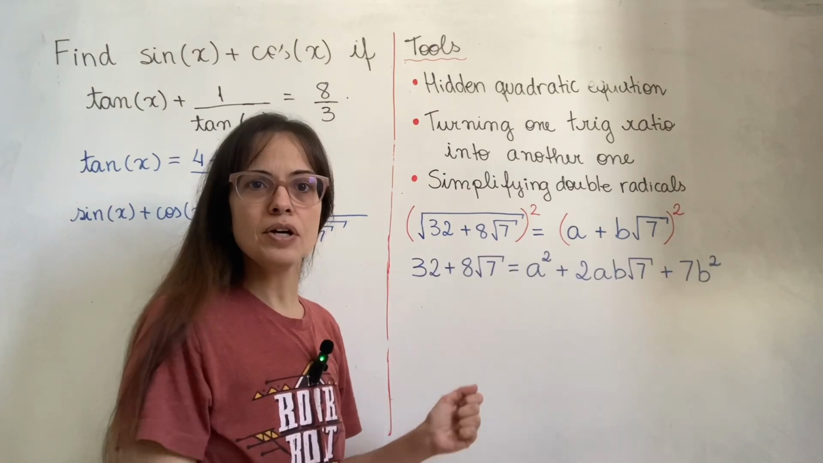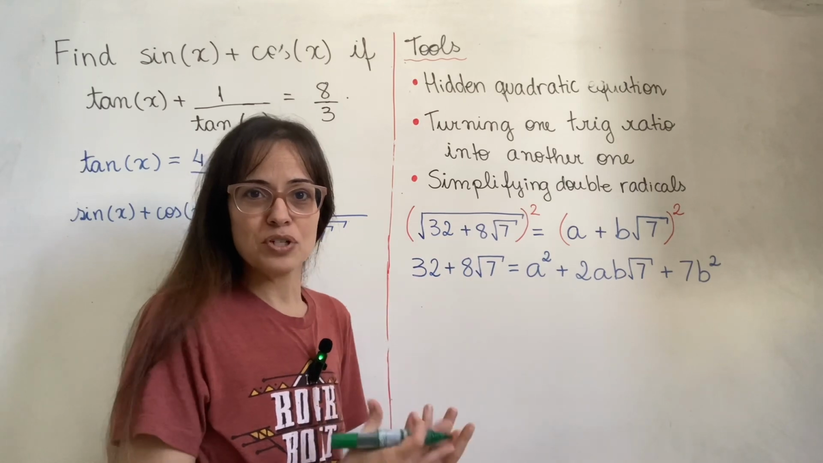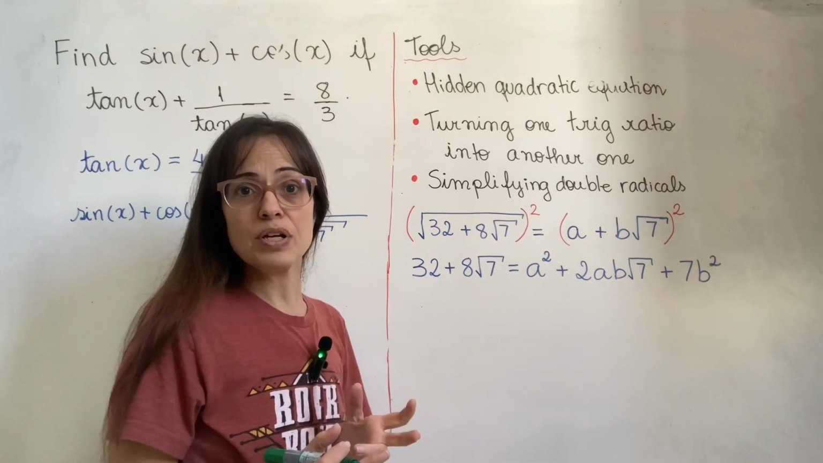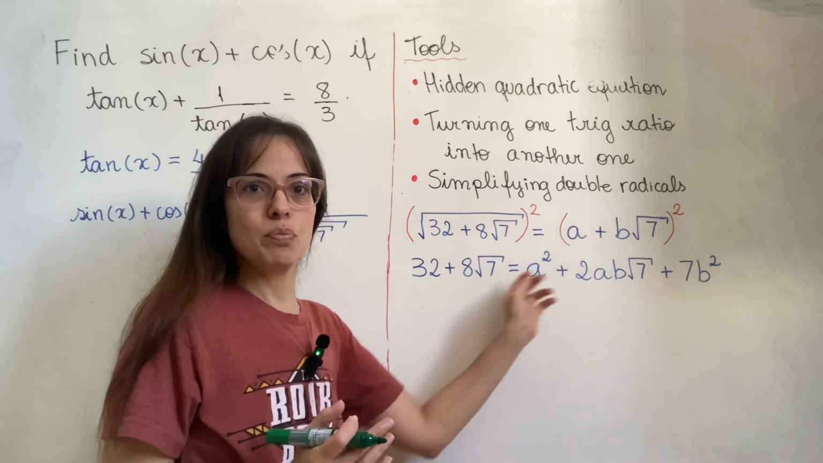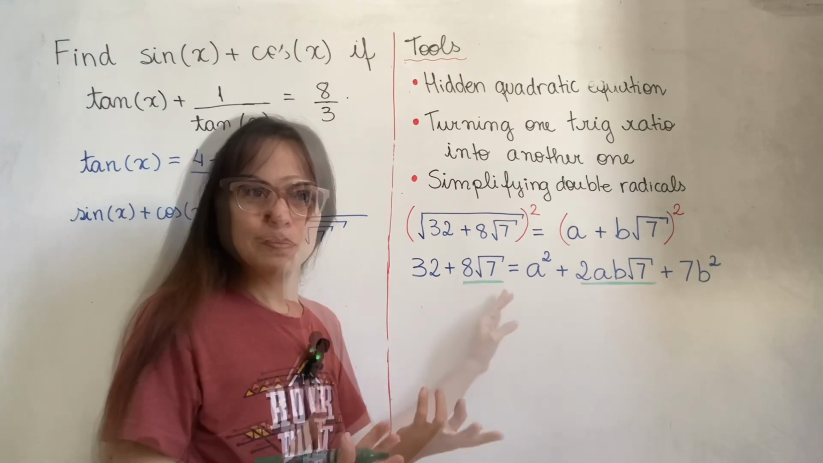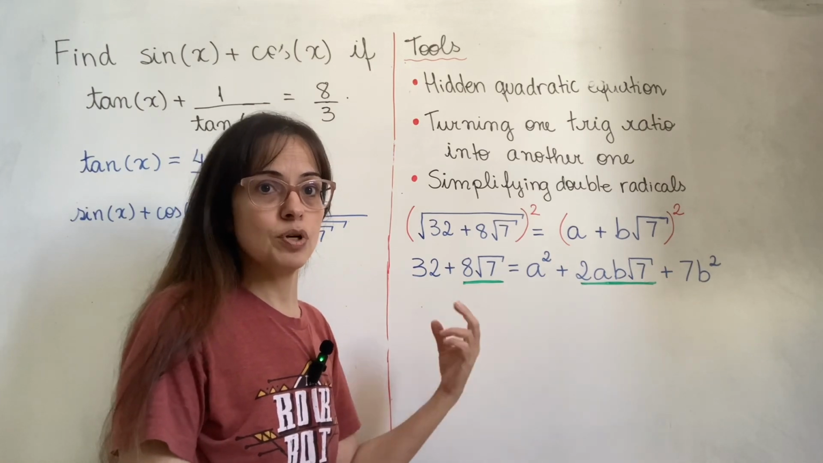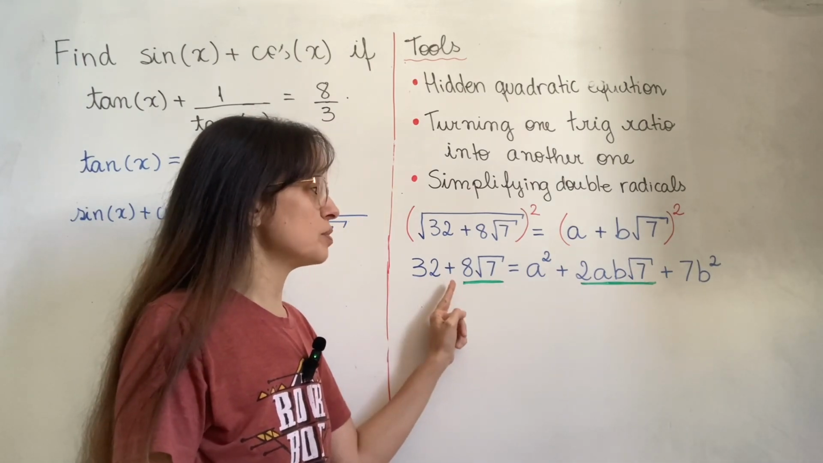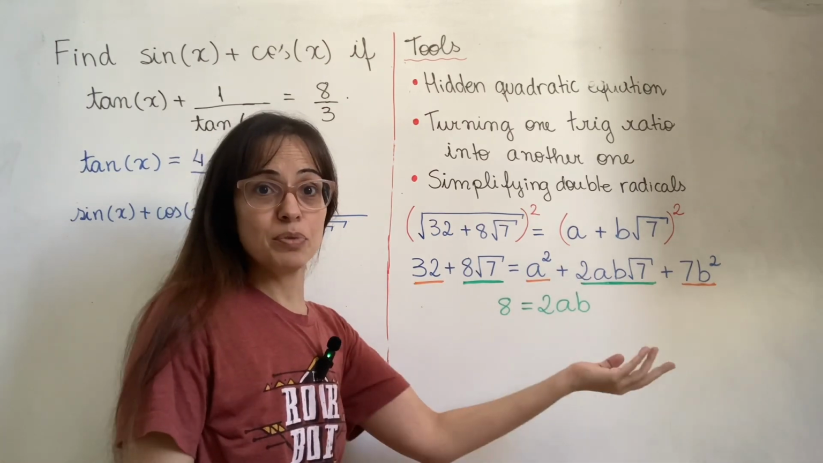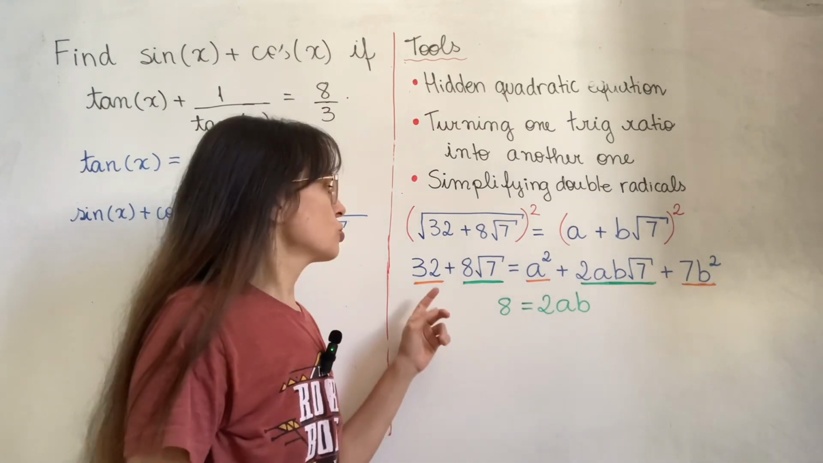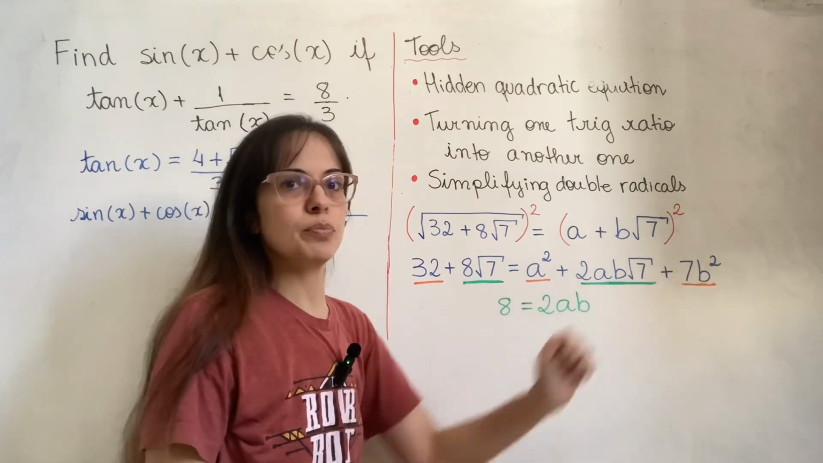And from here, whether this is going to be one of the examples that works or not is going to depend on whether we are able to find values of a and b to make this equality true. Both sides of the equation have something multiplied by the square root of 7, so 8 had better be equal to 2ab. And on the other hand, the rest of the numbers I'm hoping will be integers, so 32 is equal to a squared plus 7b squared.